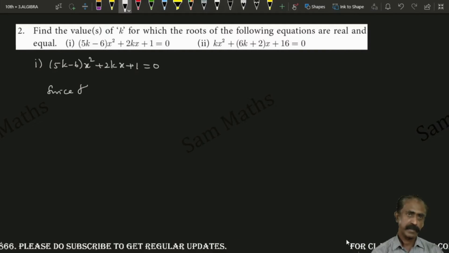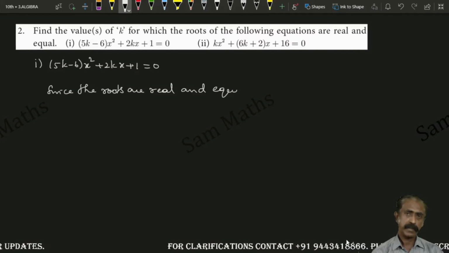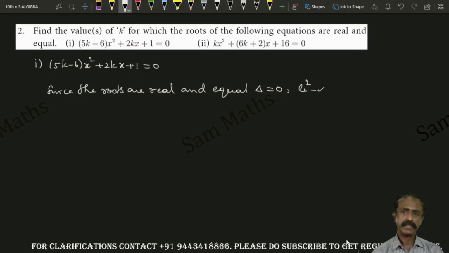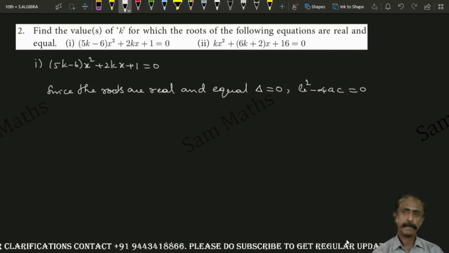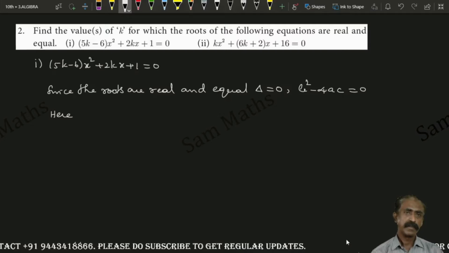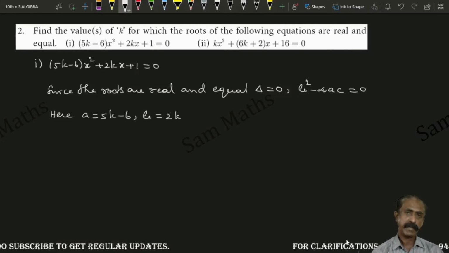Since the roots are real and equal, delta is equal to 0, that is b square minus 4ac equal to 0. Here a is equal to 5k minus 6, b is equal to 2k and c is equal to 1.